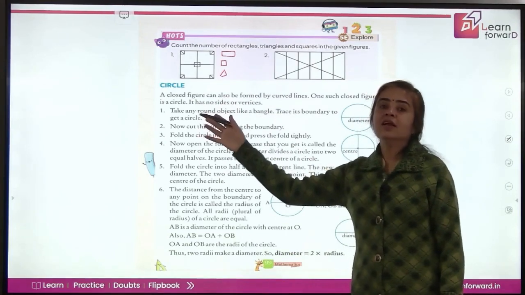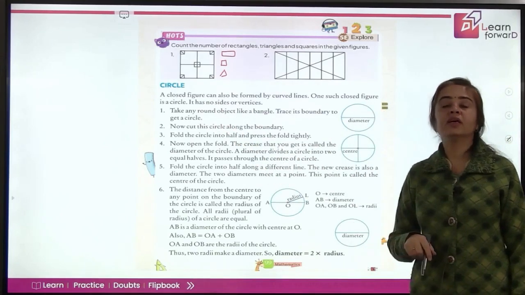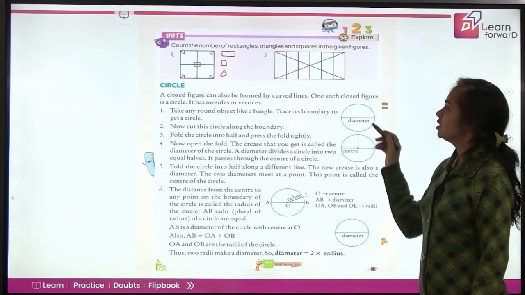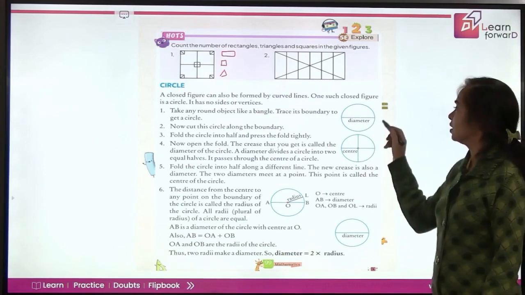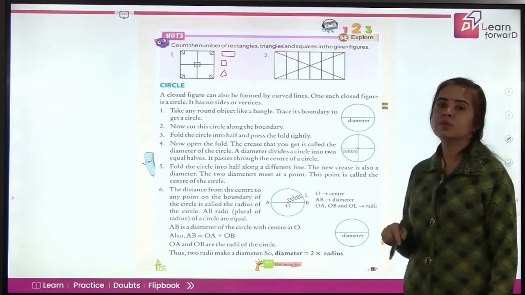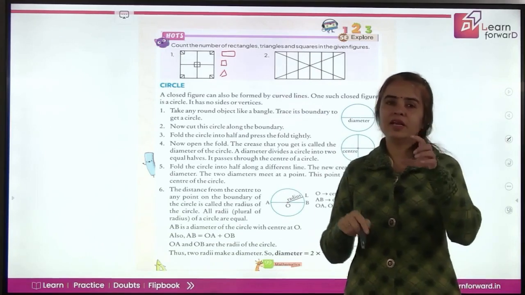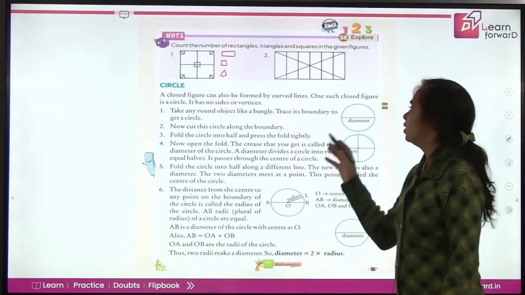What is circle? A circle is a closed figure that is formed by a curved line. It's not a straight line. Now, one such closed figure is a circle and it has no sides, no vertices, just a curve on its boundary. You can make this by taking bangle of your mother, putting it and then just moving your pencil around. That gives you a circle.